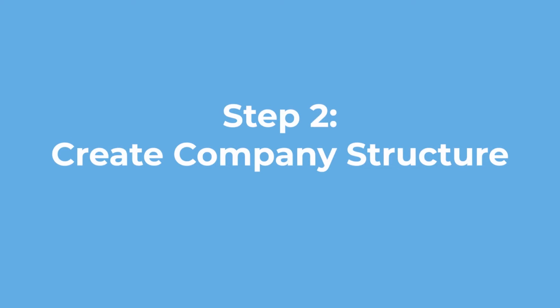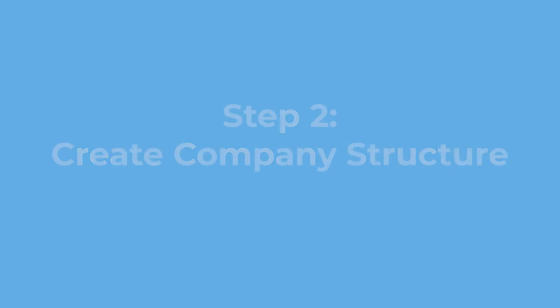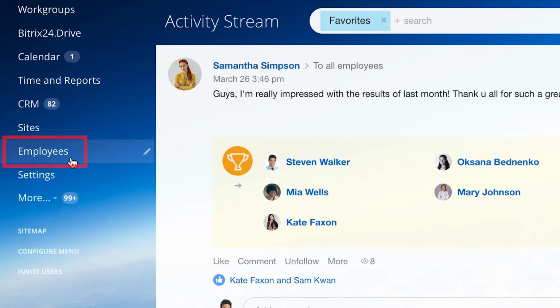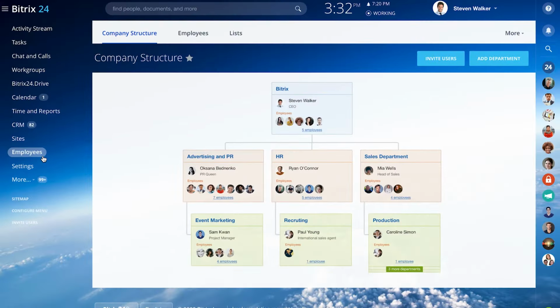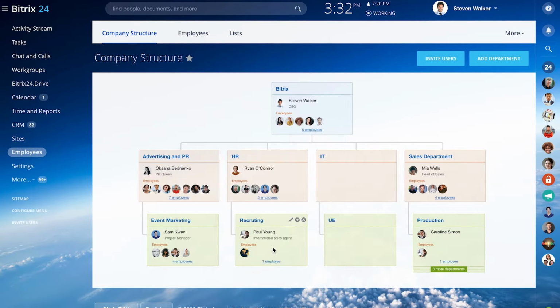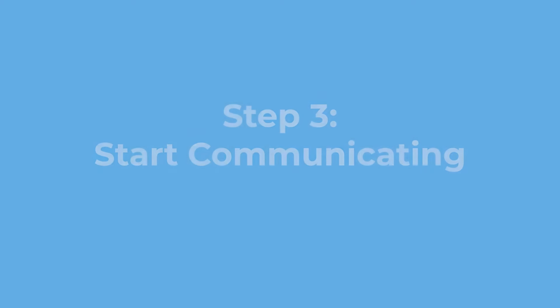Now that everyone's been invited, let's create a company structure for a better visual representation of the hierarchy in your organization. To do this, go to the Employees section of the menu and start adding departments and sub-departments, populating them with the respective employees. The interface is super intuitive. All you have to do is just drag and drop. Your team members are neatly organized, and it's time to start communicating with them.